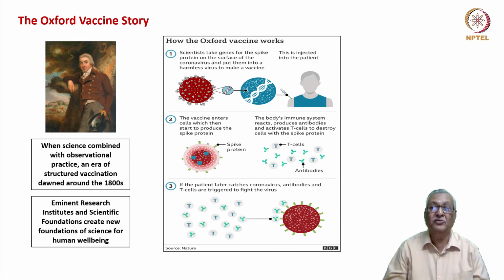In the Oxford vaccine case, scientists take genes for the spike protein on the surface of the coronavirus and put them into a harmless virus to make a vaccine, and this is injected into the patient.